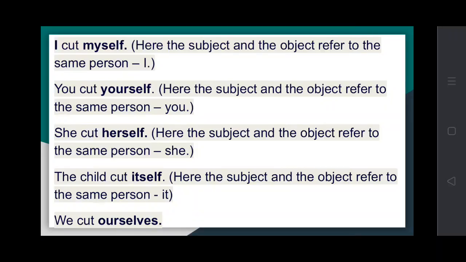Let's see more examples. I cut myself. Here the subject and the object refer to the same person, I. Same way, you cut yourself. Here also the subject and the object refer to the same person, you. She cut herself. Here also the subject and the object refer to the same person, she. Whom did she cut? Herself. So same object and subject. The child cut itself. Here also the subject and the object refer to the same thing, it. Same way, we cut ourselves.